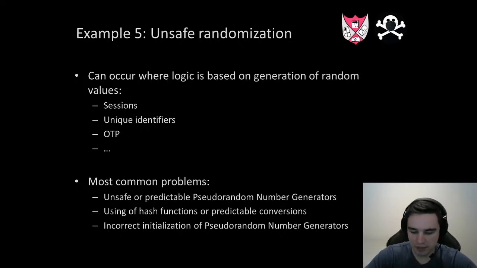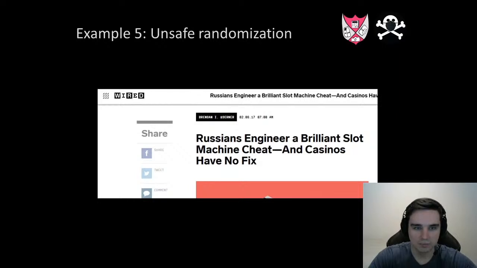So this is the case when an attacker can recover the sequence of random values. It can happen, for example, in case of incorrect initialization of a pseudo-random number generator and so on. There is one very well-known example, which isn't online banking, of course, but anyway, Russian engineers. It wasn't one engineer, it was a team. Okay, never mind.